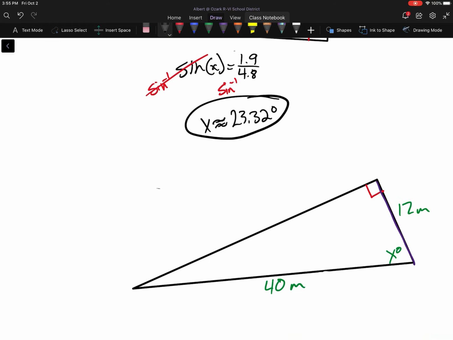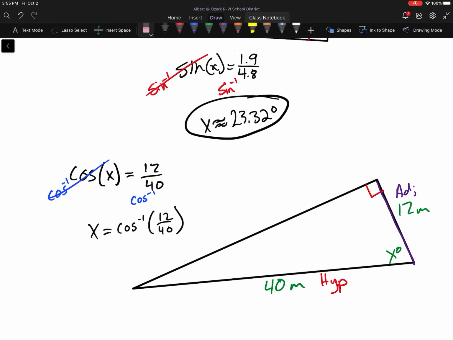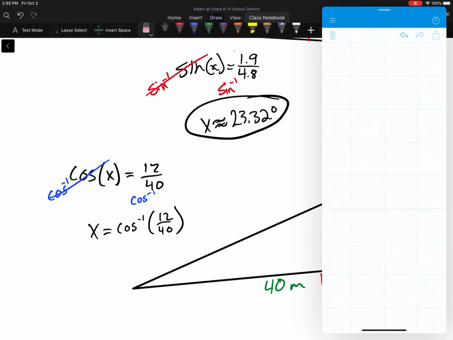Okay, and given this triangle here, we're going to have a little bit different. We've got to label our triangles differently. From x, we have the adjacent is 12 and the hypotenuse is 40. So what we'll end up doing is setting up an equation using the cosine ratio. So cosine x is equal to 12/40. We'll take the inverse cosine of both sides, and then we'll solve for that in our calculators.